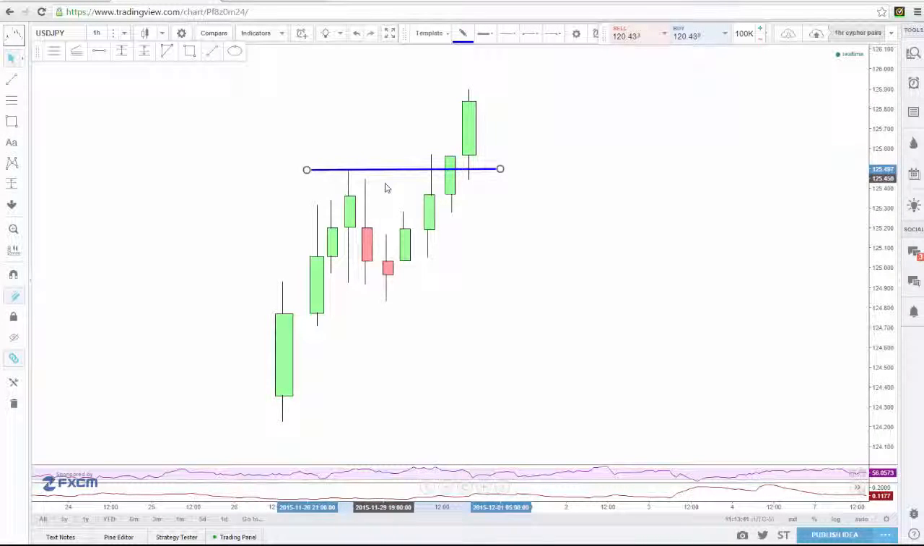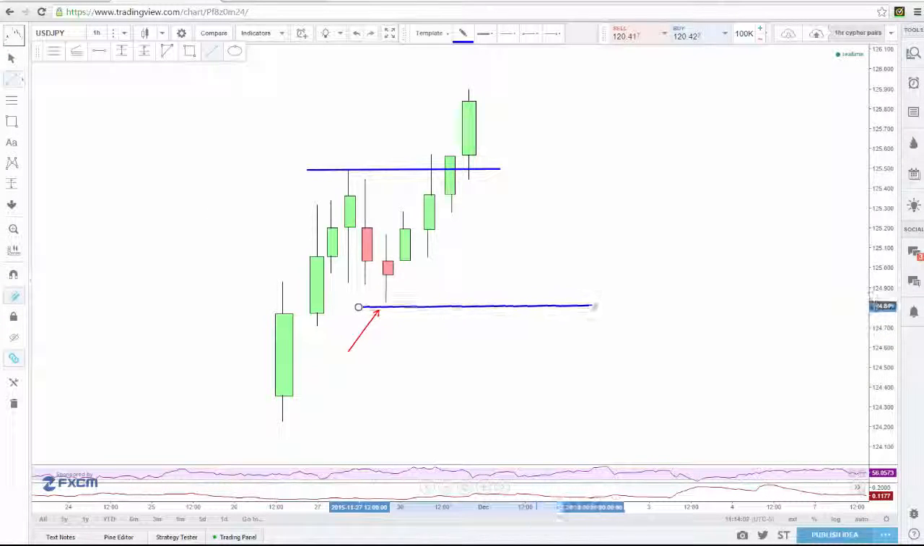And since we broke above and closed above this most previous resistance level, our expectation would be a continuation of bullish momentum, a continuation to the upside, before a break below the most previous swing low right here. So what we expect this market to do is to go up further before it comes down and breaks below this most previous swing low.